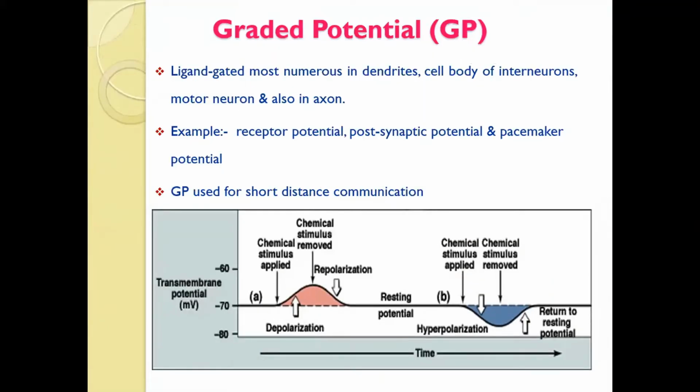Still under graded potential, ligand-gated channels are most numerous in the dendrites and cell body of interneurons and motor neurons, and also in the axon. Examples are receptor potential, postsynaptic potential, and pacemaker potential. So graded potential is used for short distance communication. This is the depolarization and hyperpolarization.